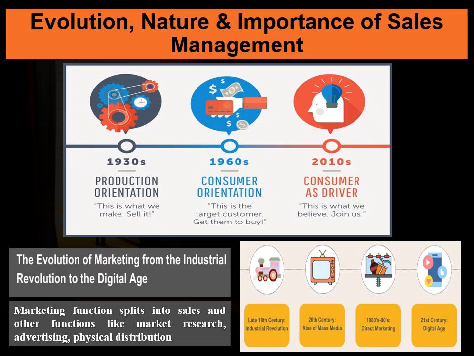and later on this developed as consumer as driver. So the entire marketing or sales effort was directed toward the consumer based upon their requirements, like this is what we believe, join us. So this is how the act of sales has evolved, the evolution of marketing and sales from the industrial revolution to the digital age. The marketing function splits into sales and functions like market research, advertising, and physical distribution, etc. So sales is a very important function of marketing which generates revenue for any commercial organization.